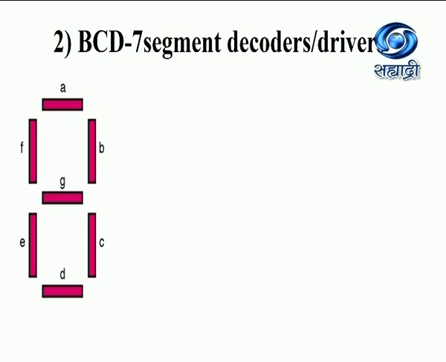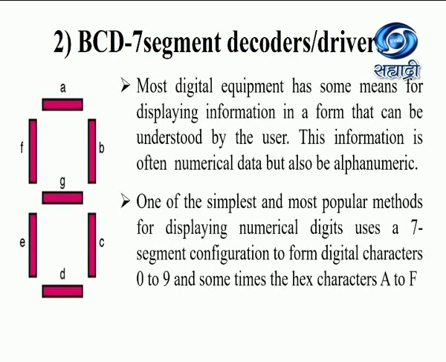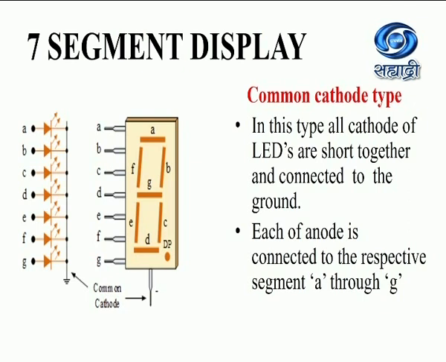Second type of decoder is BCD to 7-segment decoder. A 7-segment is basically a type of display which has 7 segments. Most digital equipment has some means for displaying information in a form that can be understood by the user. This information is often numerical data but can also be alphanumerical. One of the simplest and most popular methods for displaying a numerical digit uses a 7-segment configuration to form digital characters 0 to 9 and sometimes the hex characters A to F. The 7-segment displays are in the form of common cathode type or common anode type.